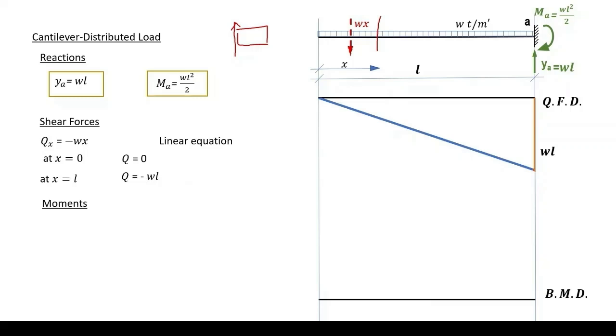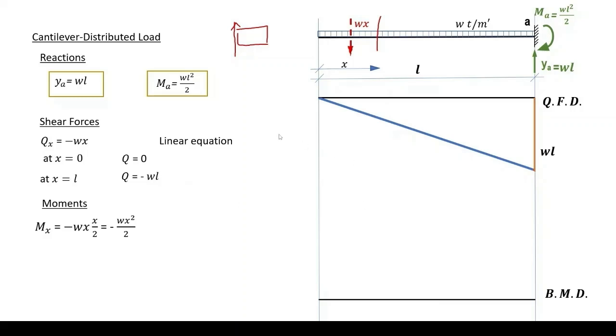For the moments, the bending moment diagram, again you have at section S the equation of the moment equal to Wx, the virtual resultant, multiplied by the arm of this force, which is x over 2, making Wx squared over 2.